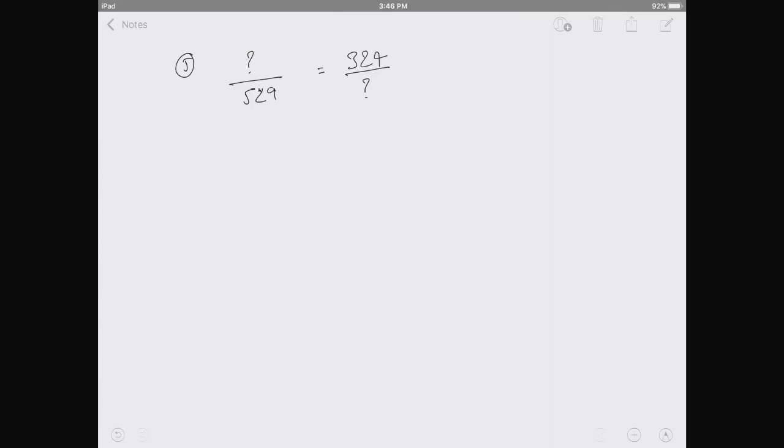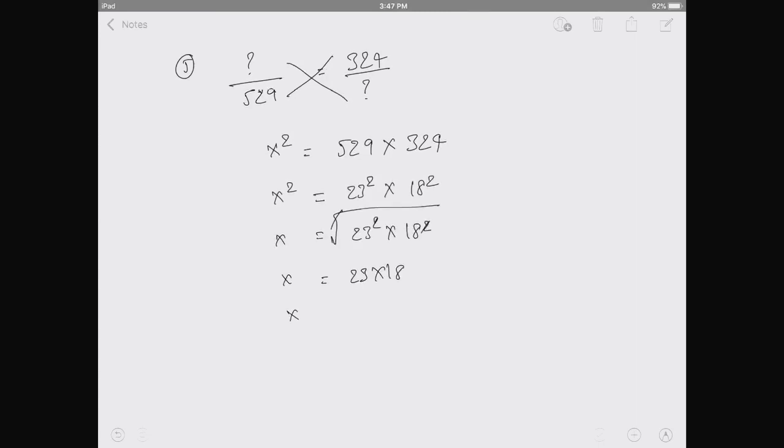Next problem. Now multiply this. X square, I'm considering question mark as x, is equal to 529 into 324. Instead of multiplying these two numbers, we will convert these numbers into square form. 23 to the power of 2 into 18 to the power of 2. X is equal to 414. So whenever these kind of big numbers are given, you can simply convert them into square form. Otherwise, the calculation will be very difficult.